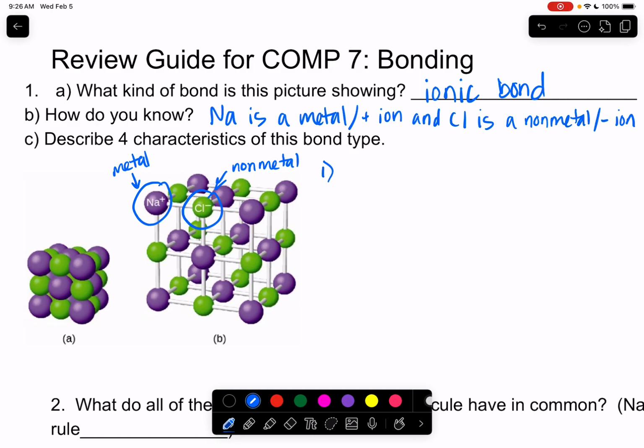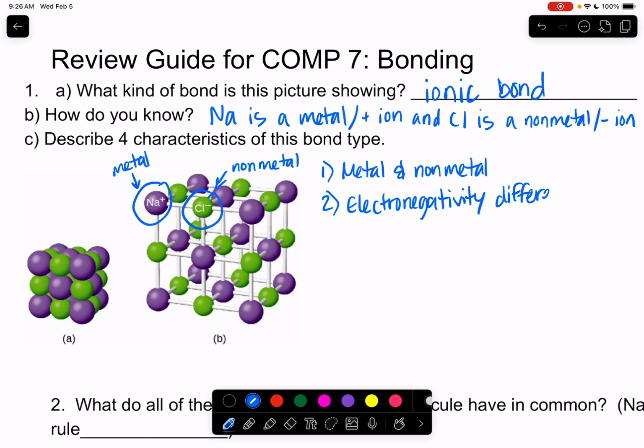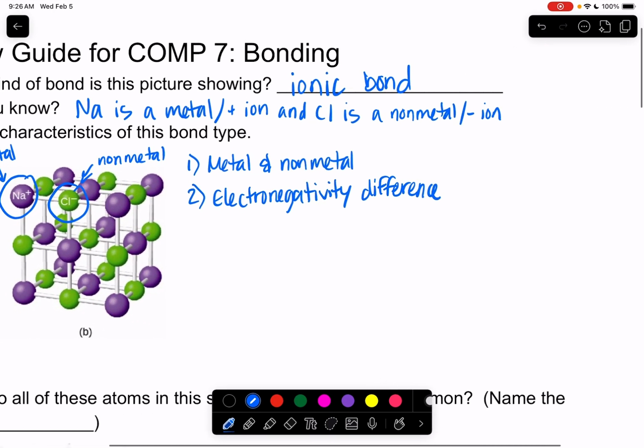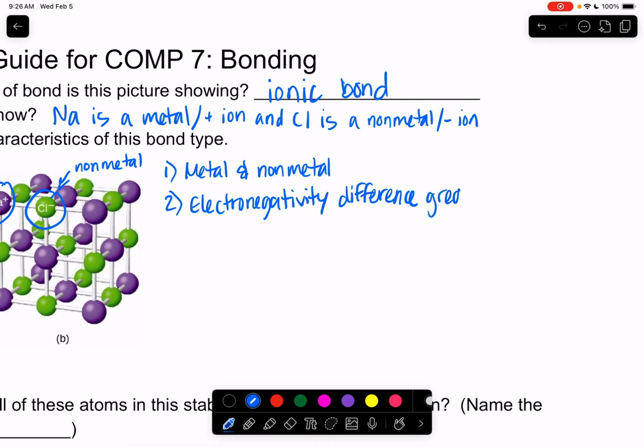Well, number 1, they're made up of metals and nonmetals. They have an electronegativity difference that's greater than 2. So let me write that. Electronegativity difference greater than 2.